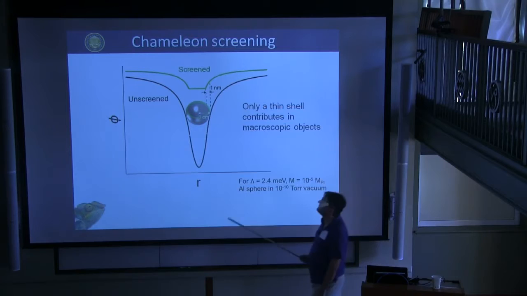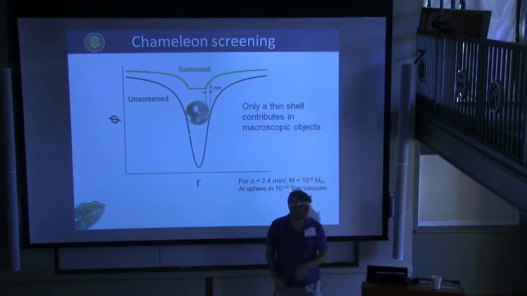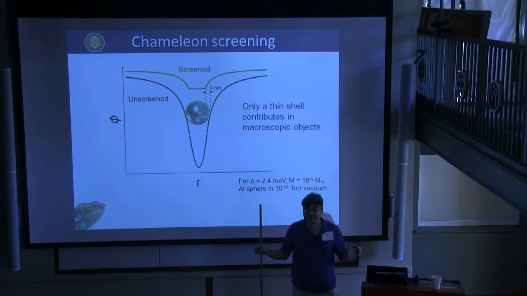So the idea of the screened force is that it couples only to the outermost layer of objects. Gravitational force between these two objects is very small. A force of gravitational strength that couples only to the skin of the cell phone and the ruler is even smaller and might not be detectable, right? That's the idea. So how can I detect it anyway?